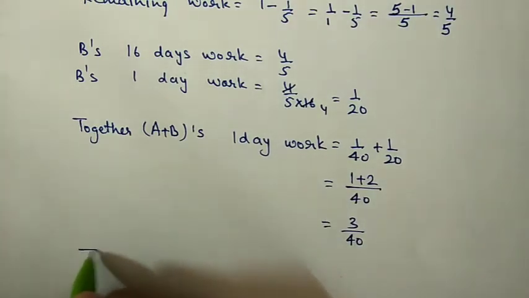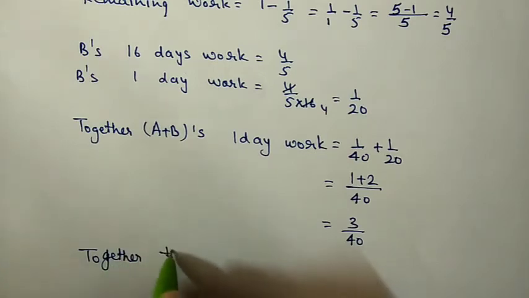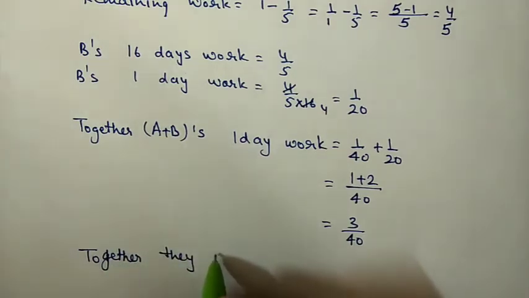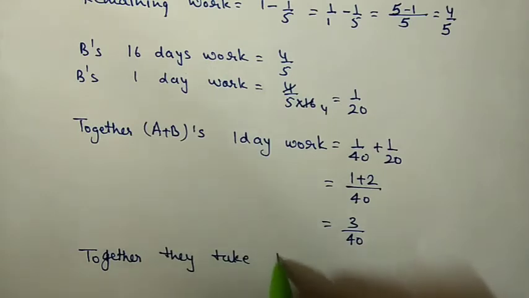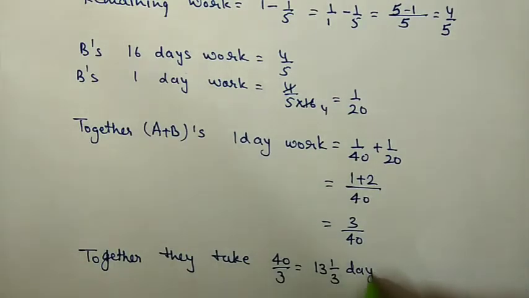So together they take 40 by 3, which is equal to 13 whole number 1 by 3 days to complete the work.